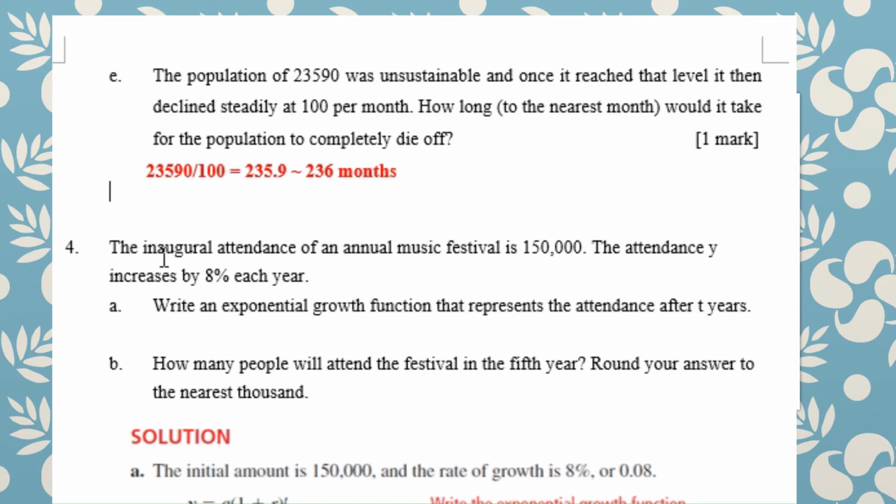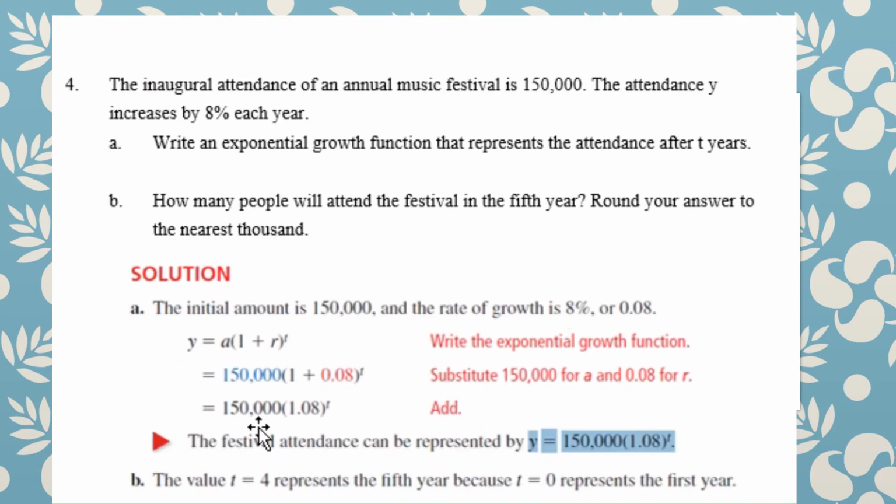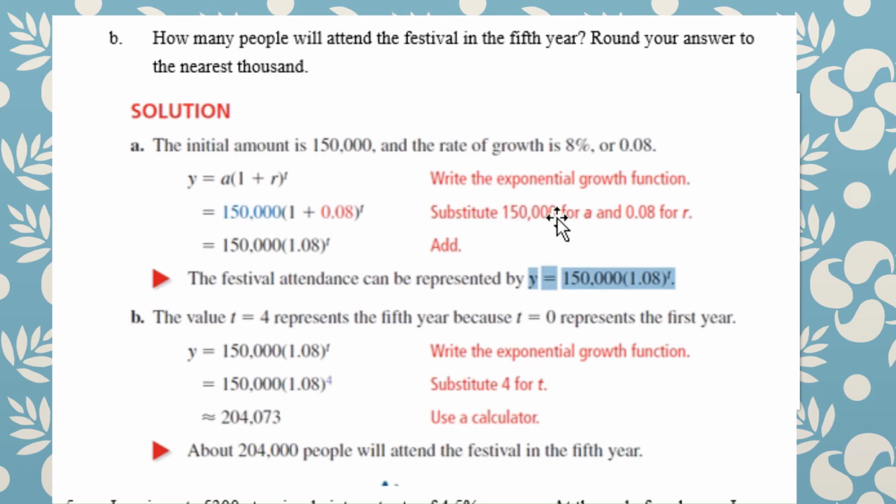Pretty simple. The inaugural attendance of an annual music festival is 150,000. So that is your K. So they ask you to write the equation. This is pretty simple. 150,000, 1.08 because it's growing by 8% each year, to the power of T. How many people will attend the festival in the 5th year? This is where students always go wrong. When they ask you in the 5th year, T equals to 0 represents the 1st year already. So 5th year, it will be T equals to 4.